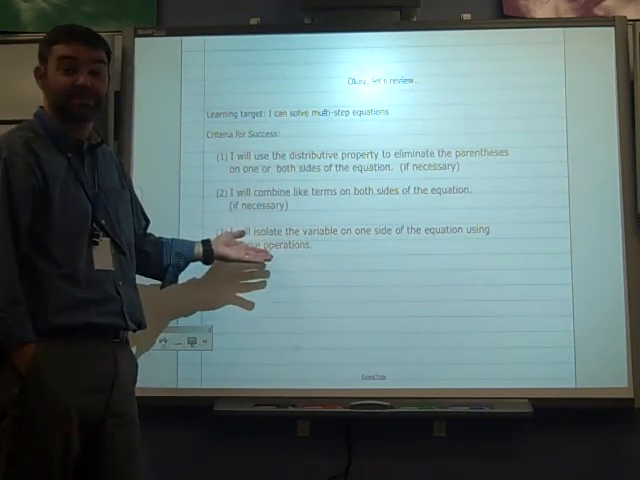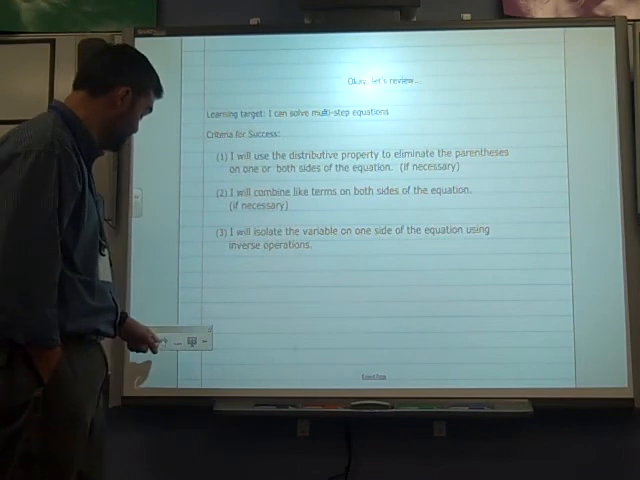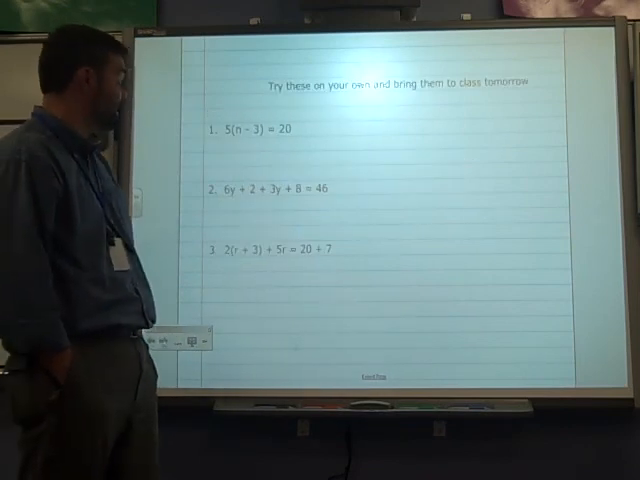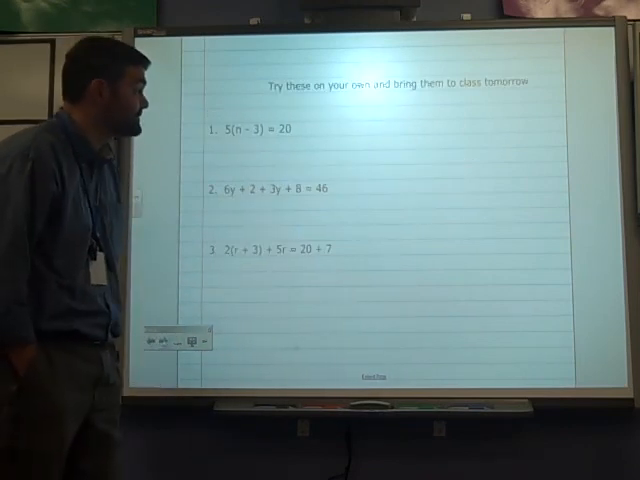Basically, you have a 2-step equation here, and that's simple to solve. So, here are your 3 to work on tonight, and bring them to class tomorrow.